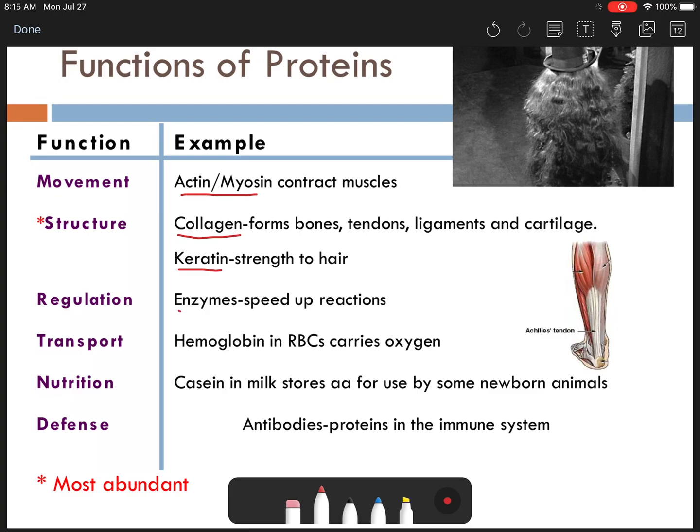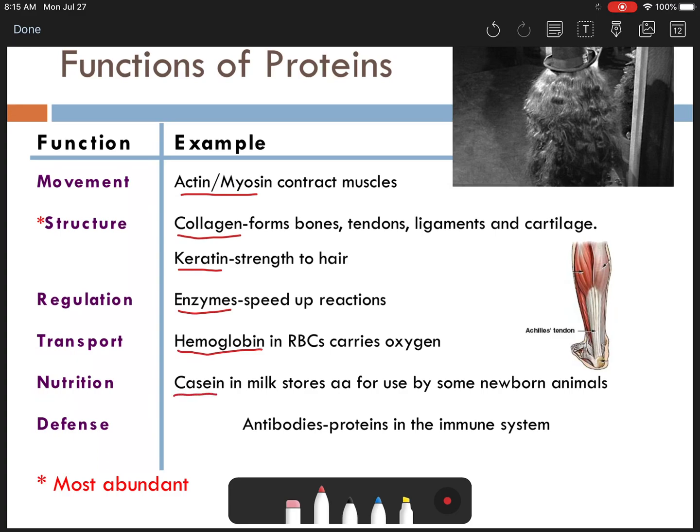They can also be involved in regulation. Enzymes speed up chemical reactions. We're going to have one whole section just on enzymes later on, and it is a very, very important function for proteins. They can be involved in transport. Your hemoglobin is a protein in your red blood cells that helps carry your oxygen. So obviously that's very important for your body and for your survival.